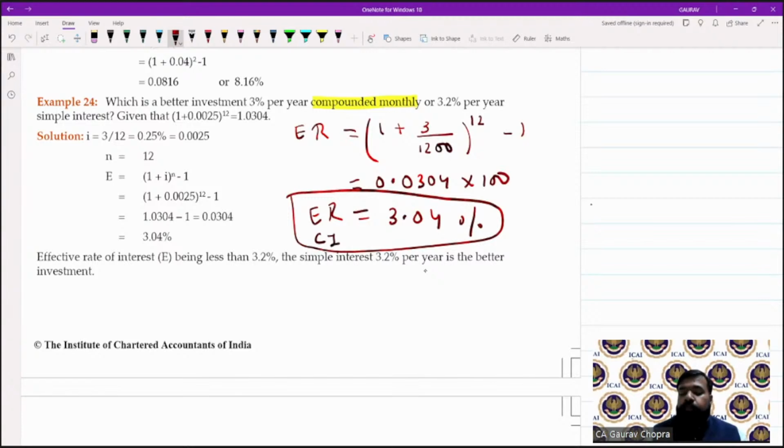Whereas in simple interest, the rate is 3.2%. So which is greater? Of course, 3.2% is greater. Therefore, simple interest is favorable for the investor. Okay. 3.2% is greater. So investment for simple interest will be opted.